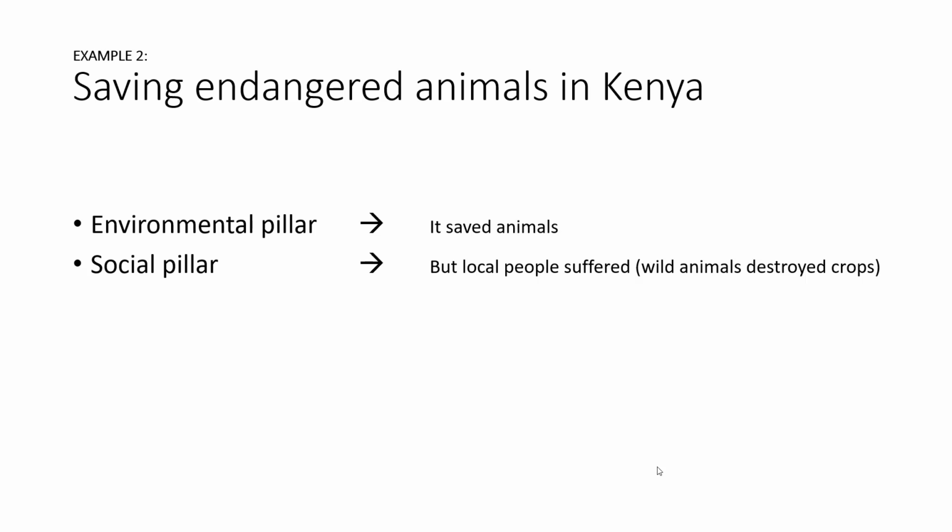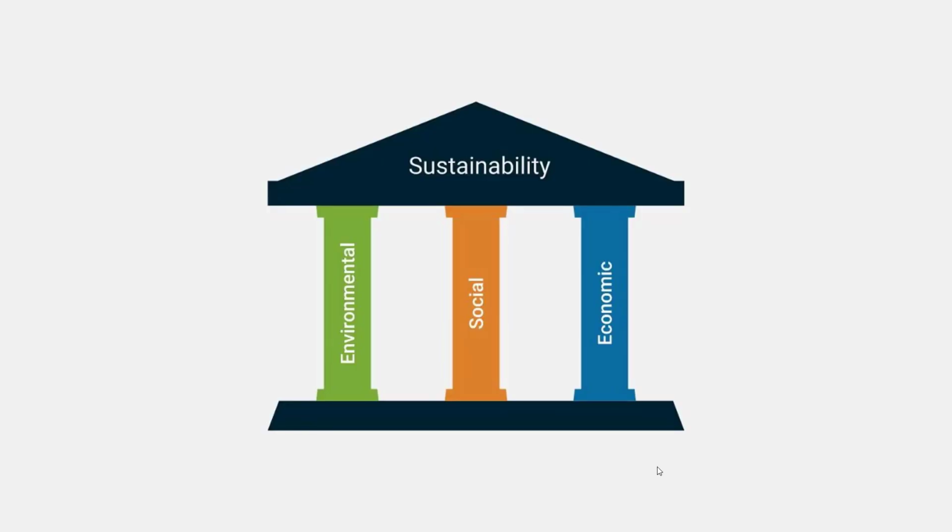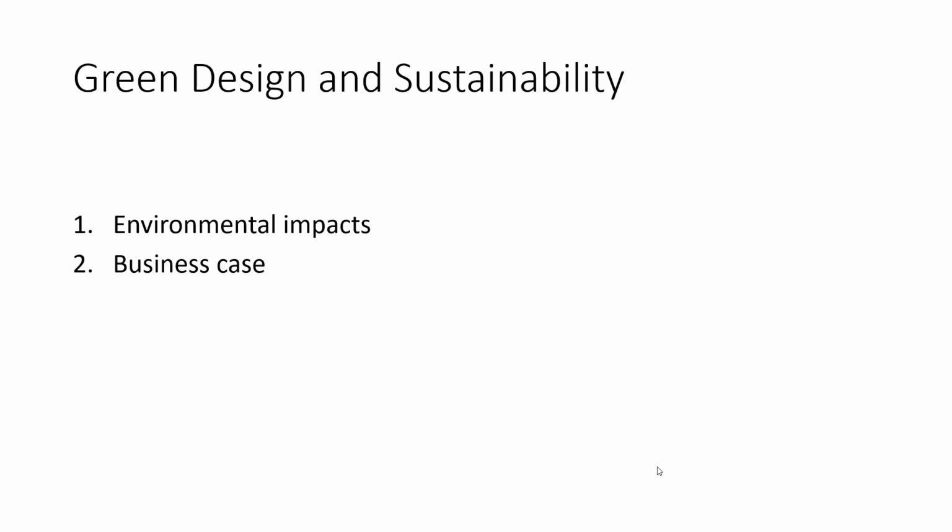And as the number of wild animals increased, they started attacking farms and hence they destroyed crops. So in fact, local people suffered a lot. In this case, they focused on the environmental pillar without focusing on the social pillar. So sustainable development is a broad concept and you need to focus on all three factors. That's why in most sustainability certifications, you will see something about social aspects or community. There is something about economic aspects and so on and so forth.